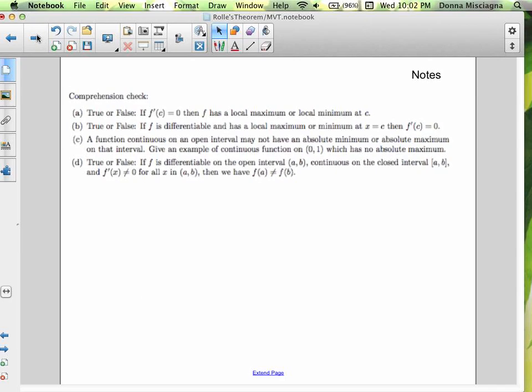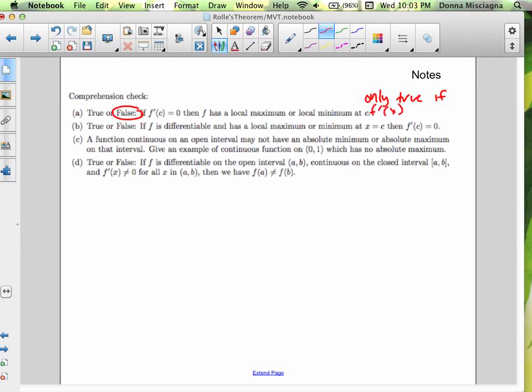If f prime of c equals 0, then f has a local maximum or a local minimum at c. And actually, that is a false. It might not. This will only be true if f prime of x changes sign at x equals c. So that would be a false unless there's a sign change. Right? Because you could have a horizontal tangent and then just keep increasing or just keep decreasing.